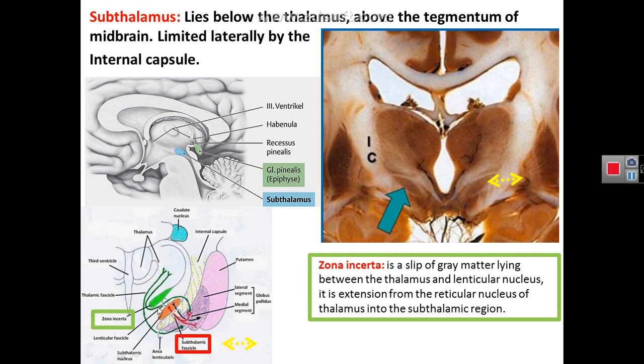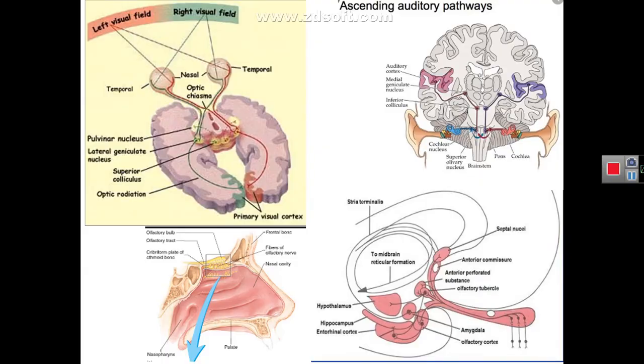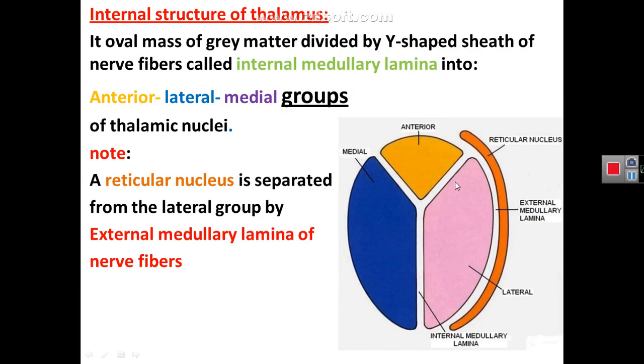Another structure which is shown here is called the zona incerta. Zona incerta is not something new to you. A while ago, we said that the lateral aspect of the thalamus shows a reticular nucleus, and I will show you that again. We said that the Y-shaped internal medullary lamina divides the gray matter of the thalamus into an anterior group of nuclei, a medial group of nuclei, and a lateral group of nuclei. And lateral to the lateral group of nuclei, we have a white matter called the external medullary lamina that is covered by a gray matter called the reticular nucleus. This reticular nucleus extends downward to the subthalamic region to form the zona incerta.